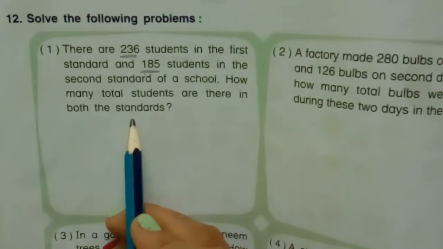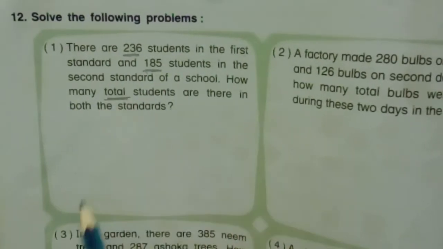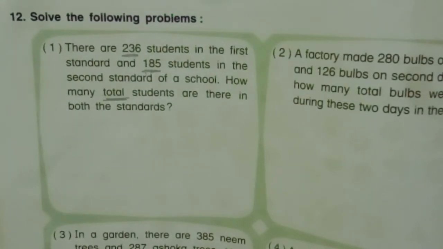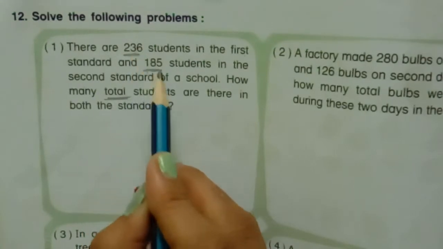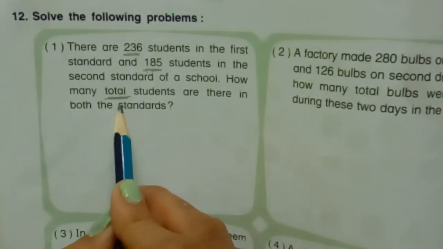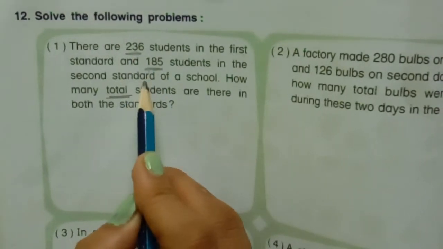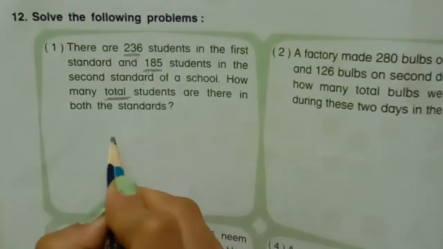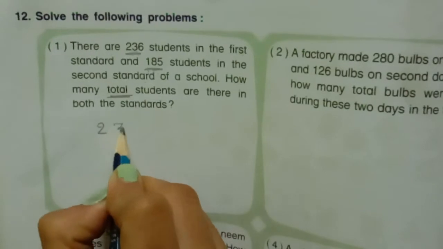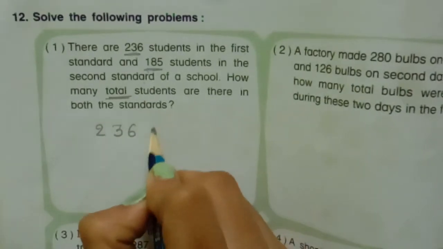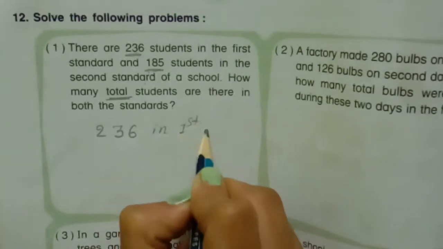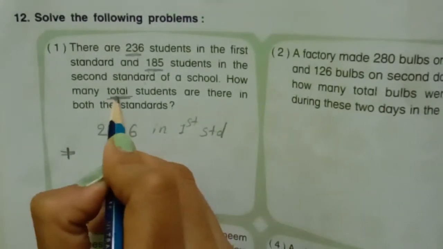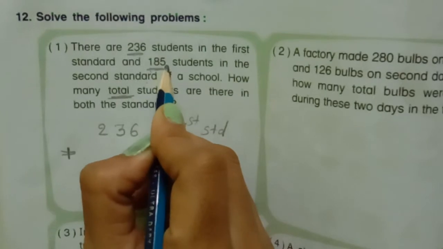We already learned whenever the word total comes, in all comes, at that time what we will do? We will add. So in first standard and second standard, how many total students are there? That we have to find out. So what we will write first? 236 students in first standard plus, because we have to find the total, 185.